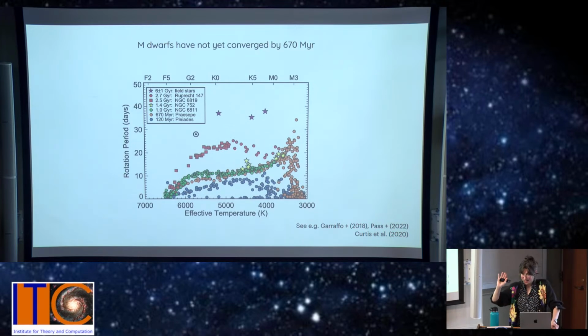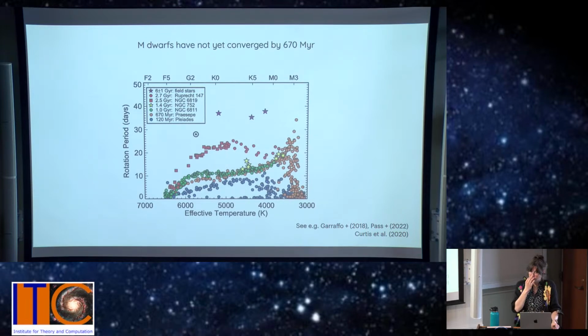Emily Pass has recently published a paper on this phenomenon, and she, using wide binaries, finds that actually it looks like M dwarfs don't really converge until about 2 or 3 billion years. But we really need more M dwarf data to confirm exactly what's going on.